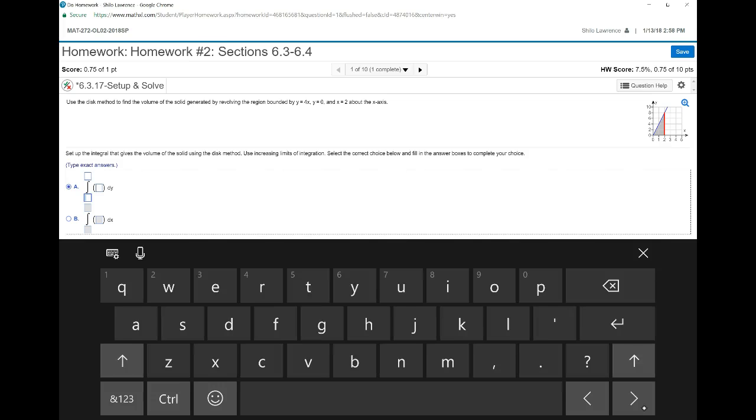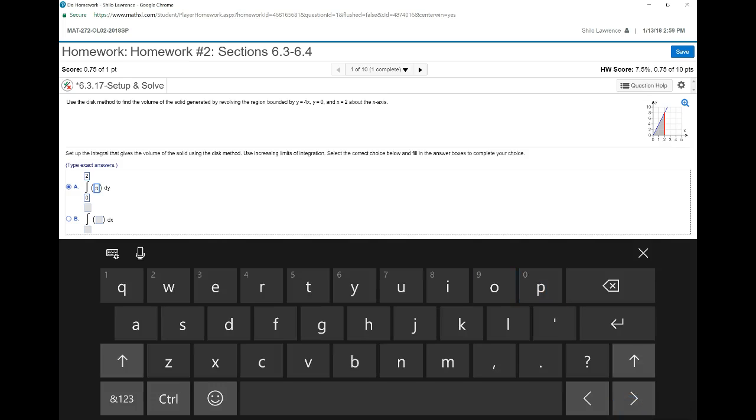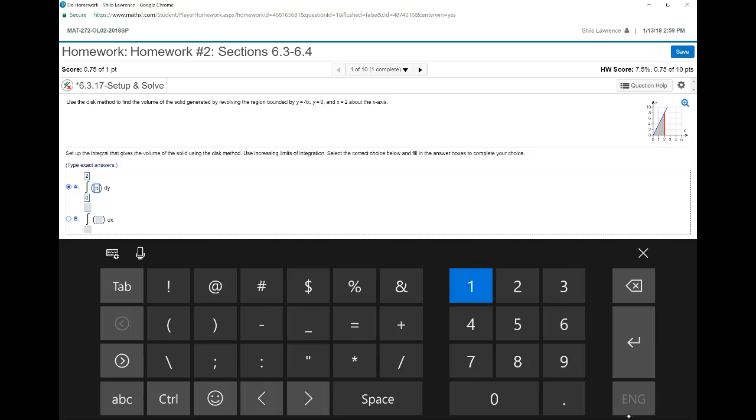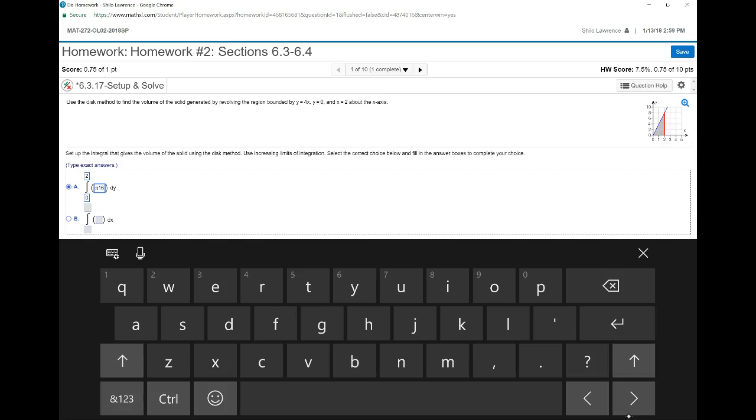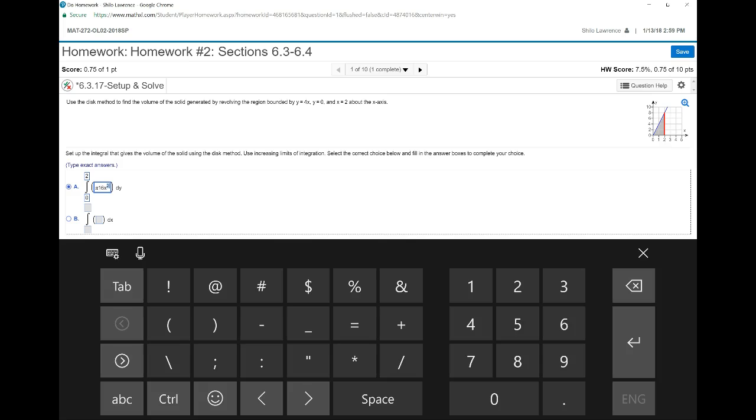So this should be 0 to 2. And I'll do pi. Yep. And then remember, we need to just square that function. So if I square 4x, I'll get 16x squared. And down here at the bottom, we've got some different buttons we can use to help us with the math operations. There is a little exponent button there that I can press in order to add my squared.